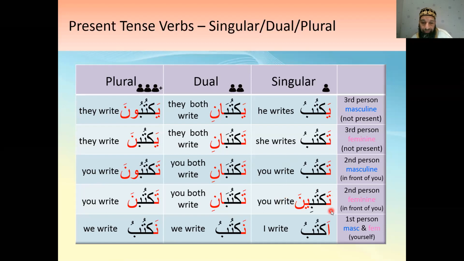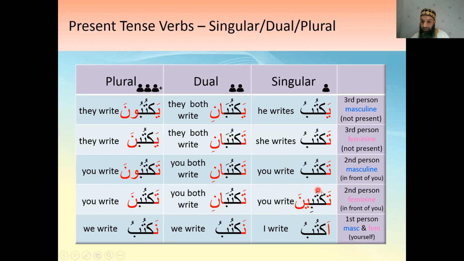Let's look at this one. Taktubina is how you say you write to a woman. Now look at the difference. Taktubu, you write male. Taktubina, you write female. It's very different. It looks like a plural. It looks like a plural ina, remember? It looks like a majroor or mansoob plural noun.